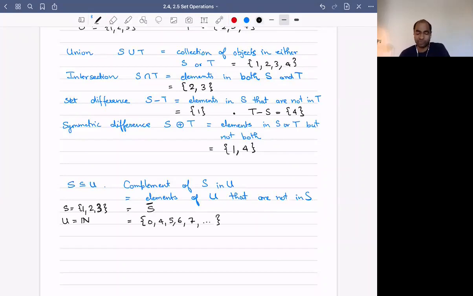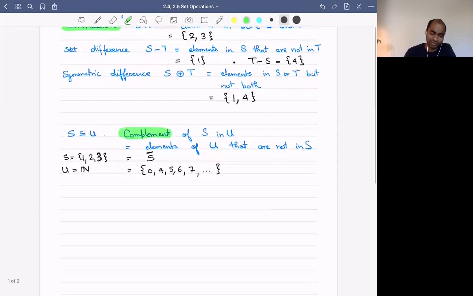That's complement. We have union, intersection, set difference, symmetric difference, and complement. Of these, I would say symmetric difference is not very commonly used. So is set difference. These two are very rare in math. The most commonly used stuff is intersection, union, and complement. So make sure you understand these three really well.